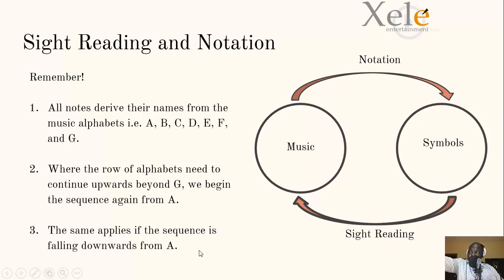Now, where the row of alphabets needs to continue upwards beyond G, then we have to start the sequence again from A. So if we go all the way from A, B, C, D, E, F, G, instead of going on to H, we have to start all over again. Same thing happens if the sequence is falling downwards from A, which means it goes backwards: G, F, E, D, C, B, A, and when we get to A, we have to go back and start from G again.